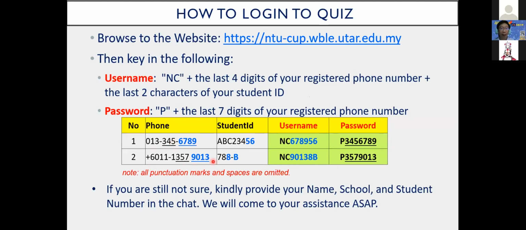For the second example here, we have this phone number and this student ID. So the username will be MC90138B. The 8B is from the last 2 characters of the student ID. As you can see over here, you should omit all the hyphens, and the plus sign will be omitted too. As for the password, it will be the capital P, plus the last 7 digits of the registered phone number, which is 3579013. So all punctuation marks and spaces are to be omitted.